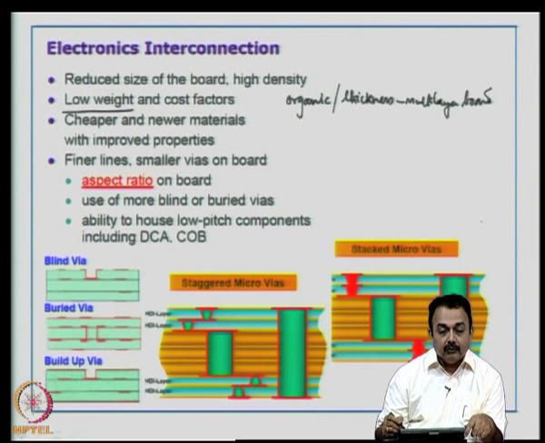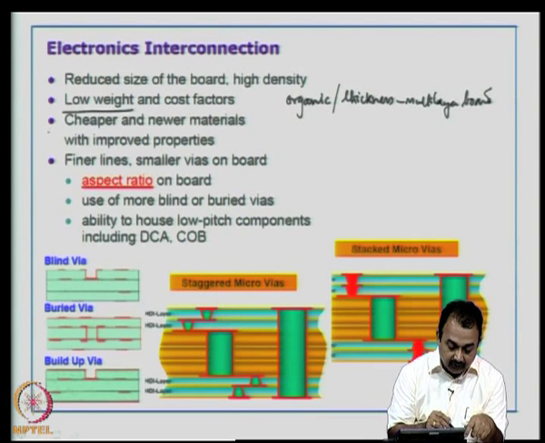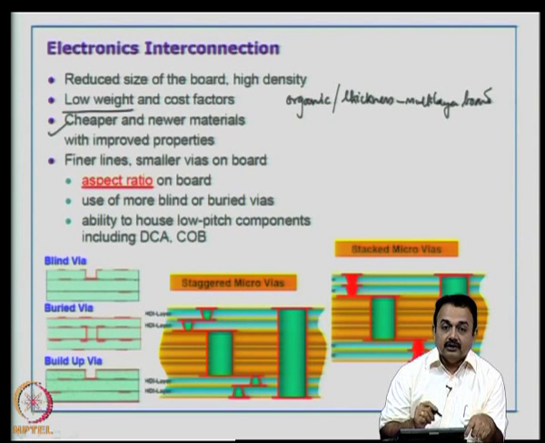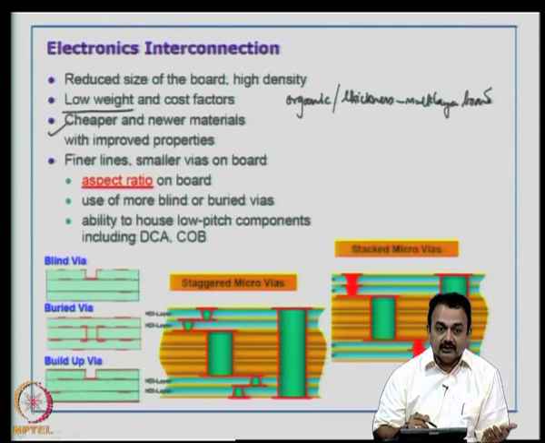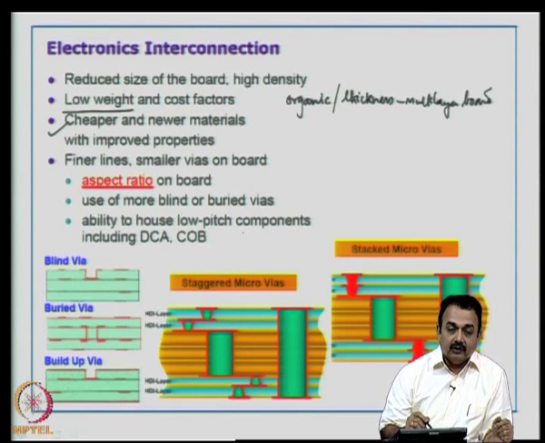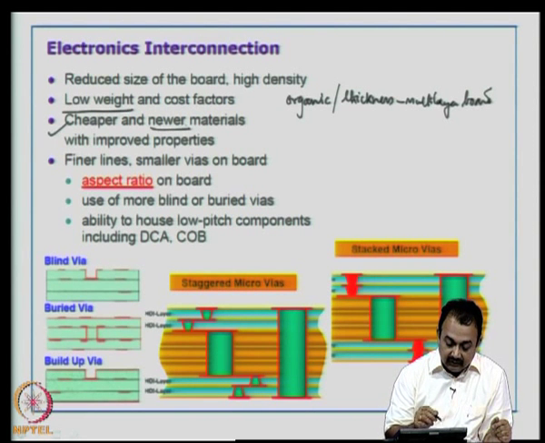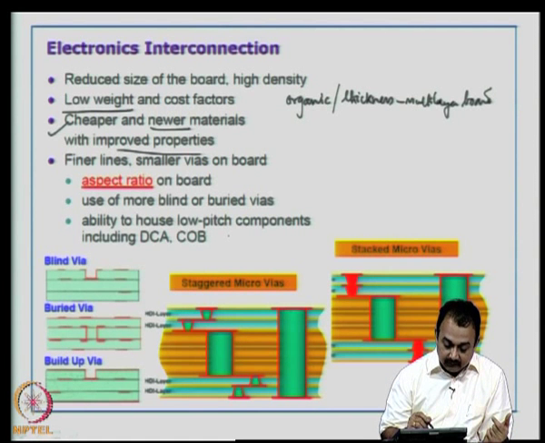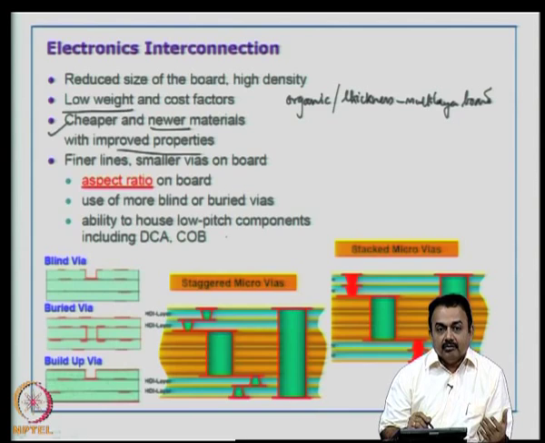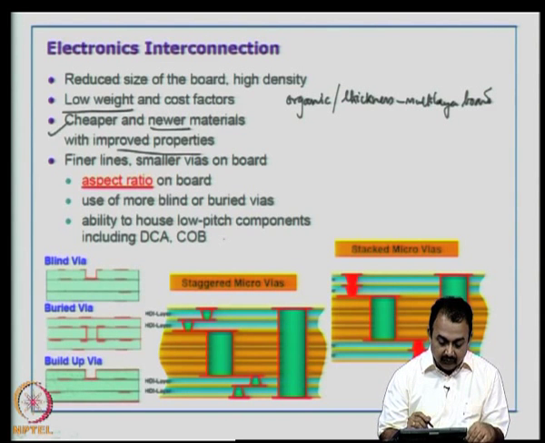Then we have to look at economics. So, obviously, you should go in for cheaper, but better. Cheaper does not really mean you can use any cheap material for high performance applications. You have to make sure you work on the economics and use new materials that are cost effective and which have improved properties. What are the properties? Dielectric constant, glass transition temperature, low moisture absorption, and low CTE, coefficient of thermal expansion. See, these are some of the properties that as a designer you will look for.